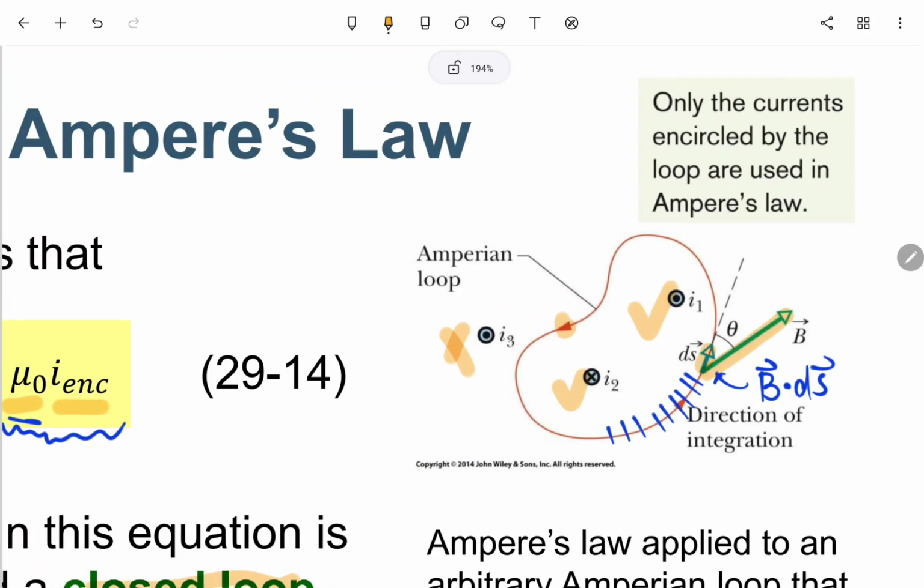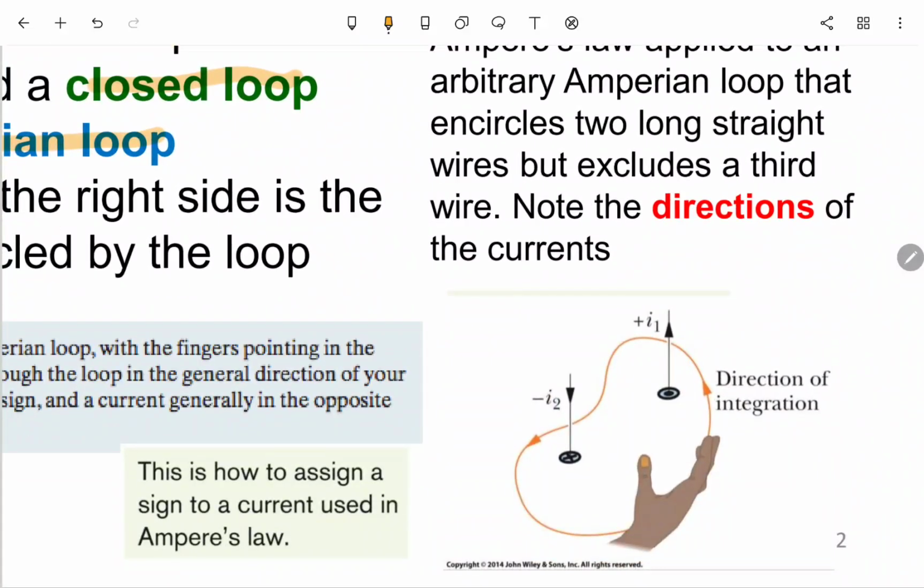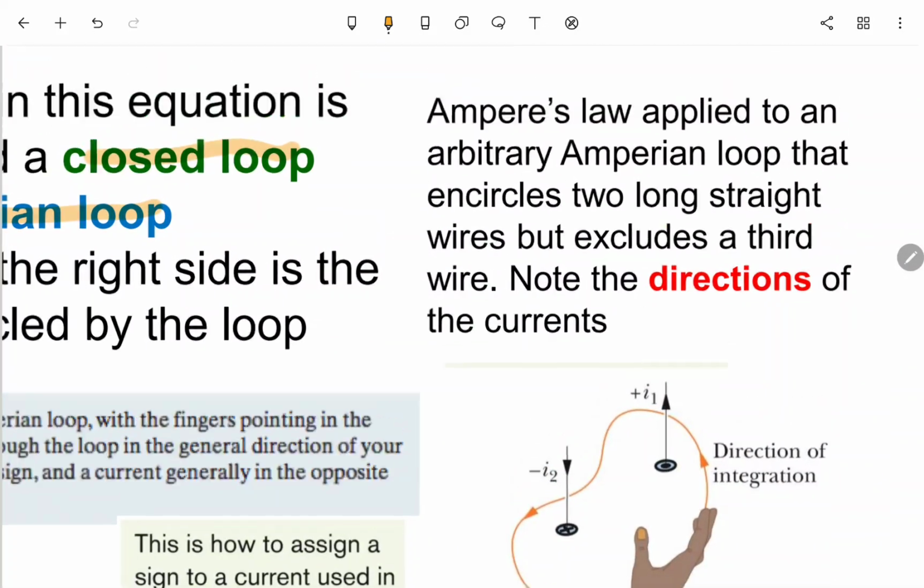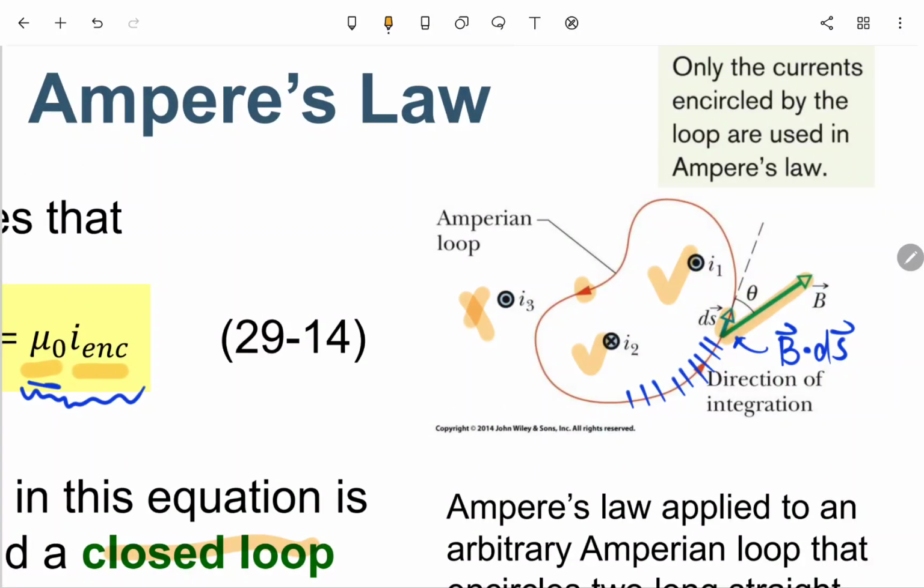So on the right side, you only count I1 and I2, but you need to be careful about the polarity, whether it is a positive current or a negative current. And of course, you use the right-hand rule to determine the direction. So how? You use your fingers to follow the direction of the loop. In this case it is counterclockwise, and of course you use the right hand.